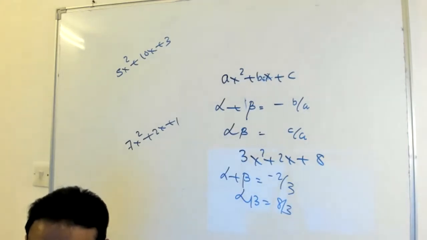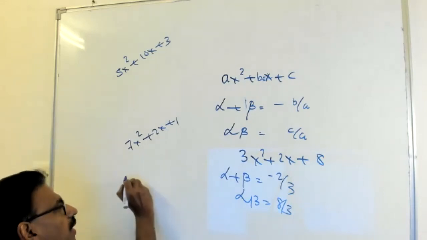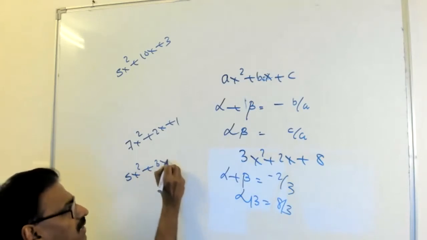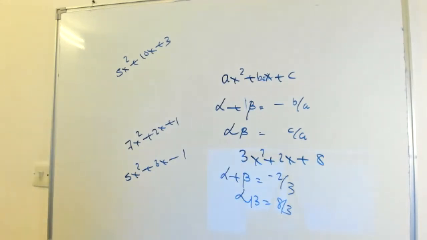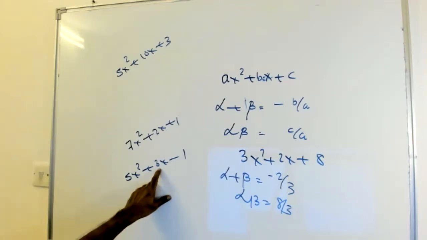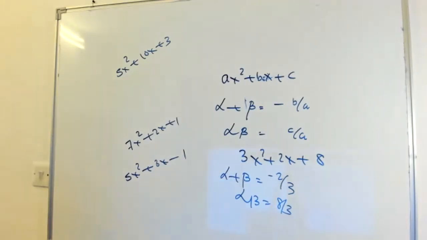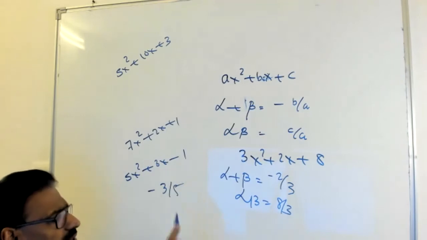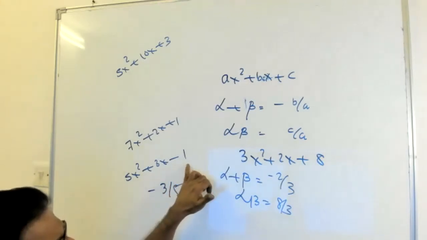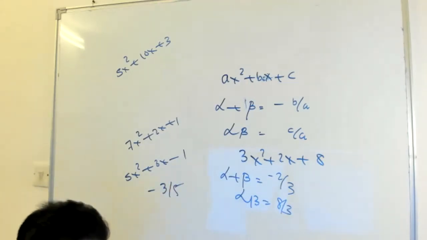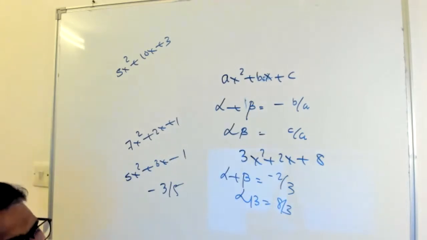New guy, what is the name? Sahiru. 5x squared plus 3x minus 1. What is alpha plus beta? Minus 3 by 5. No need to say x, only coefficients. Understood now? Yes, sir. And the product alpha into beta is 1 by 5. What about the sign? Sign is an important thing. Minus 1 by 5.